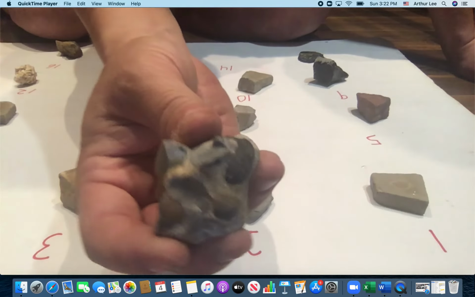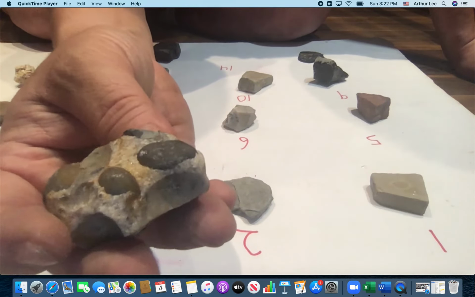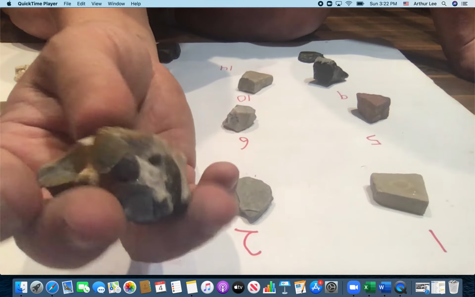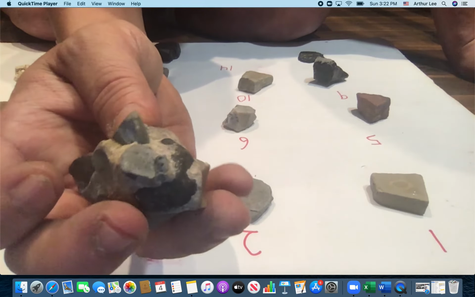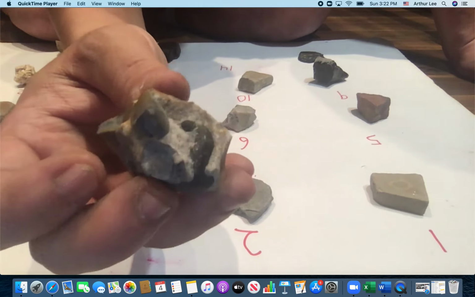Sample number 14. See that rounded pebble?